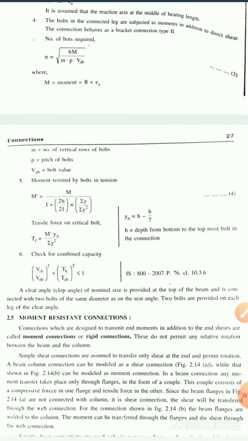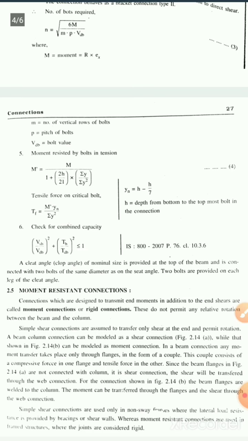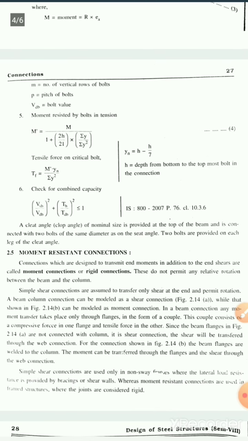Moment resisted by bolts in tension: M dash equal to M upon 1 plus twice H upon 21 into summation y upon summation y square. Tensile force on a critical bolt TF equal to M dash yn upon summation y square. So yn equal to H upon H by 7, where H is the depth from the bottom to the topmost bolt in the connection. Check for combined capacity: (VSB upon VDB) whole square plus (TB upon TDB) whole square less than or equal to 1.